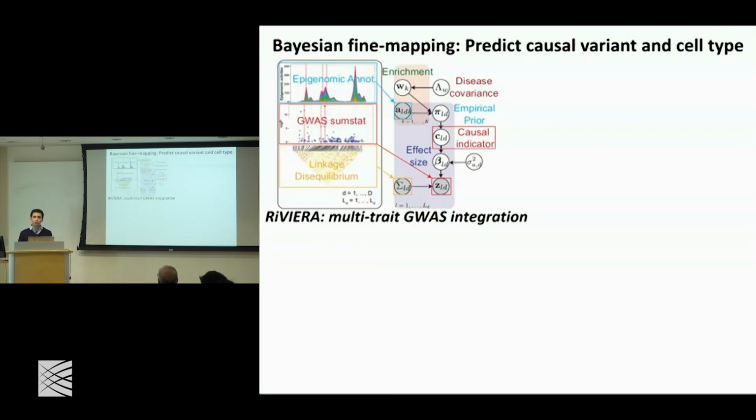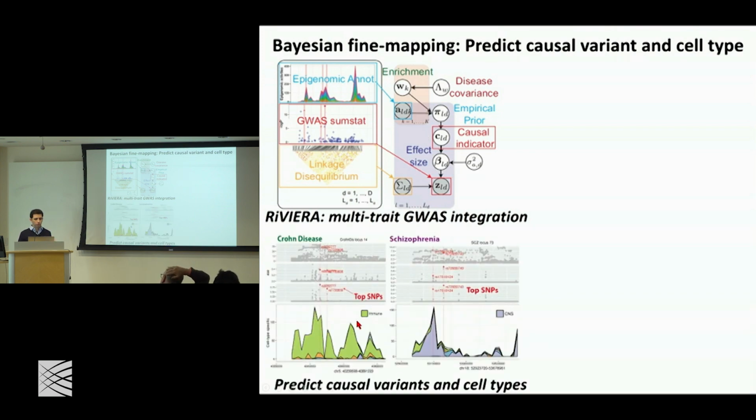So we developed a series of computational methods to start integrating epigenomic information and genetic information and linkage disequilibrium, the co-inheritance patterns of these genetic variants, systematically in order to predict what are the relevant epigenomic annotations. For Crohn's disease, the system automatically predicts immune processes as the most relevant annotation. For schizophrenia, it predicts central nervous system epigenomic annotations as the relevant annotation.